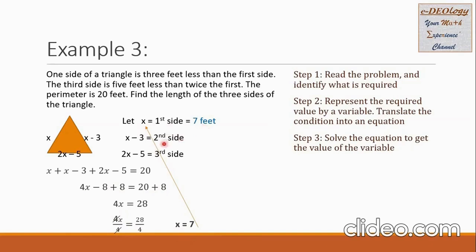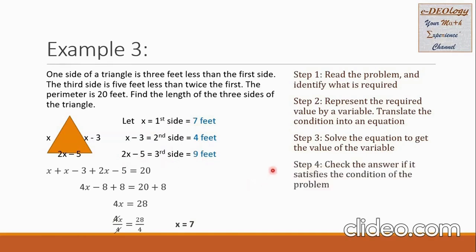To compute now for the second side, we will use the 7. We substitute here, so 7 minus 3 equals 4, and the second side is 4 feet. For the third side, I'm going to use again the value 7, substitute in the x here, so 2 times 7 becomes 14, minus 5 is 9, so 9 feet for the third side.